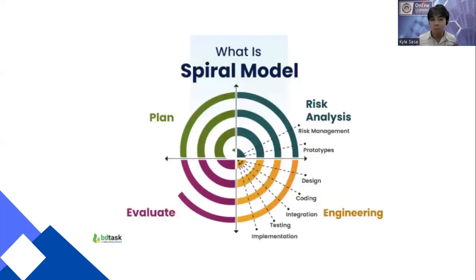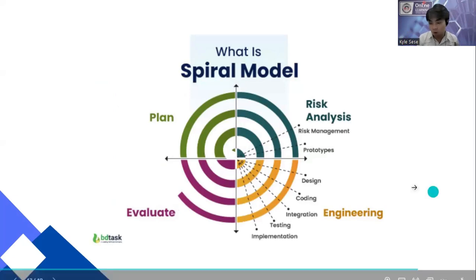And this is the example of the spiral model. So we can start from the plan, risk analysis, engineering, wherein we will do the designing phase, the coding phase, integration, testing, and implementation. And after this part, we will proceed to the evaluation of our system.